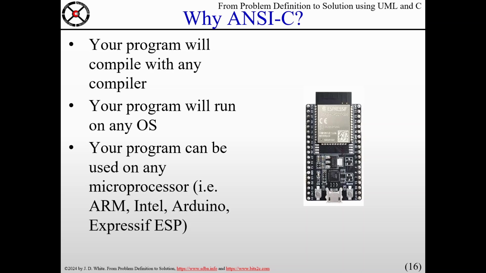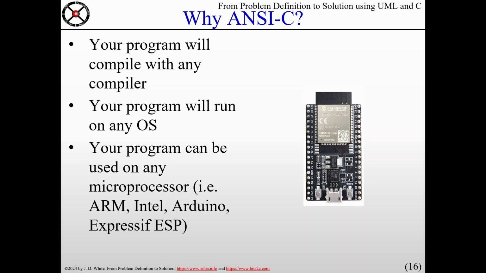Now, because your program will compile with any C compiler, it will run on any operating system. So you can write a program that will run on a Windows machine, Arduino machine, Linux machine, Apple, small chips, large chips. C will run everywhere. It can be used on any microprocessor, ARM, Intel, Arduino, Express. C can be used anywhere.